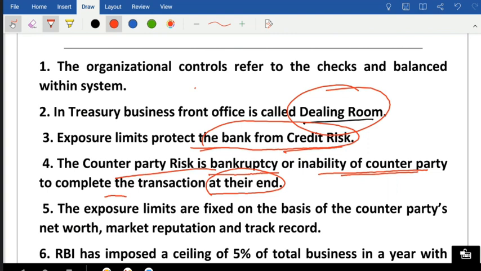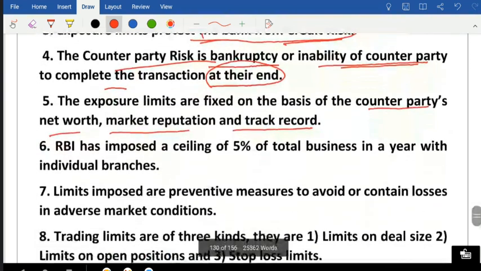Exposure limits are fixed on the basis of the counterparty's net worth, market reputation, and track record. Sometimes you might have seen this for a housing loan. When giving advances for housing, we always see the collateral value and the paying capacity of the customer. We see the financial background of the customer, and based on that we fix what limit is to be given to that customer. So this is the meaning of the exposure limit.